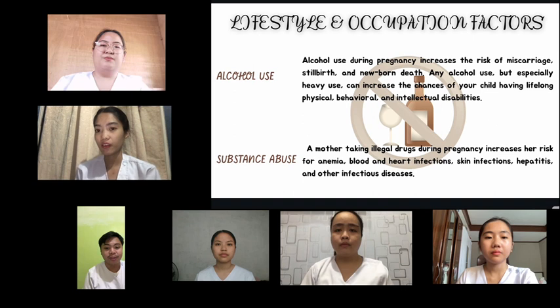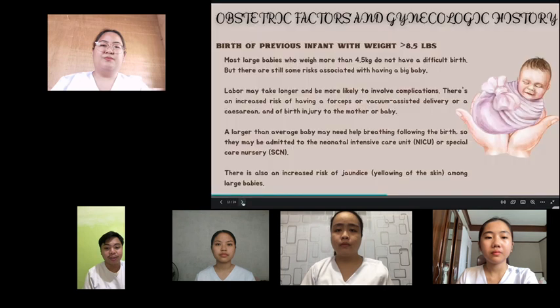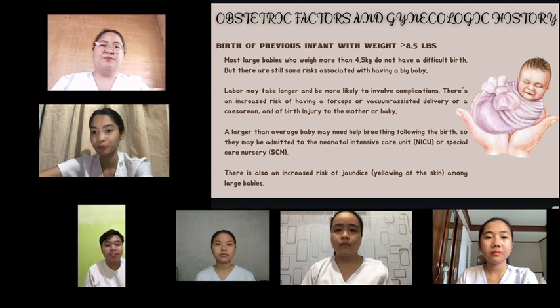Lifestyle and occupation factors. Alcohol or illegal drug use. Alcohol during pregnancy increases the risk of miscarriage, stillbirth, and newborn death. Any alcohol use, especially heavy use, can increase the chances of your child having lifelong physical, behavioral, and intellectual disabilities. A mother taking illegal drugs during pregnancy can increase her risk for anemia, blood and heart infections, skin infections, hepatitis, and other infectious diseases.